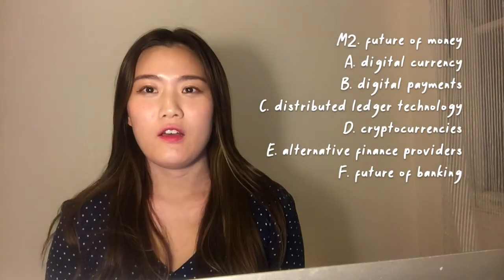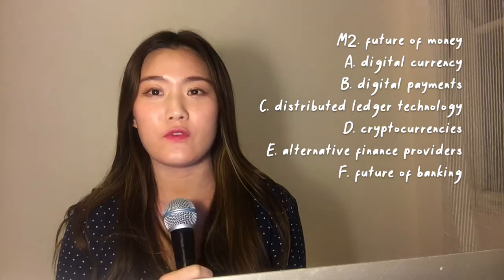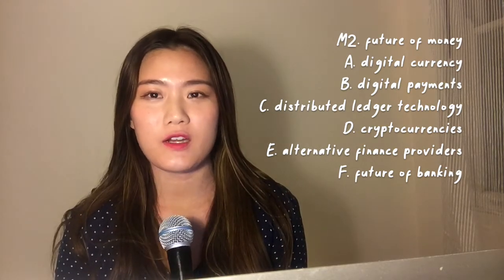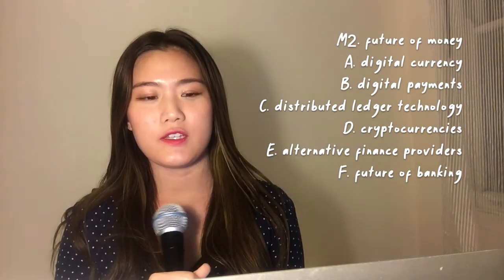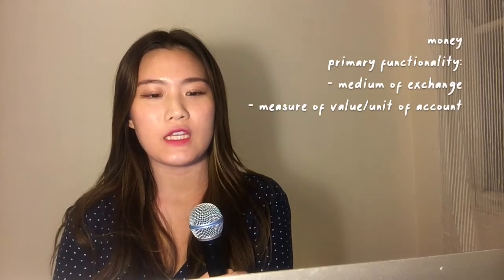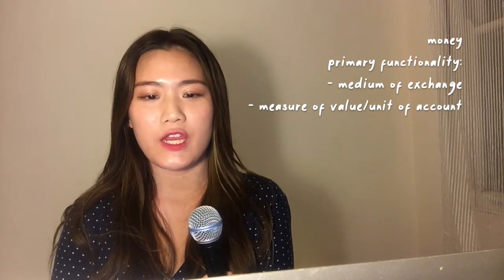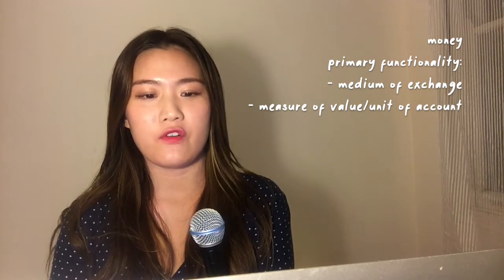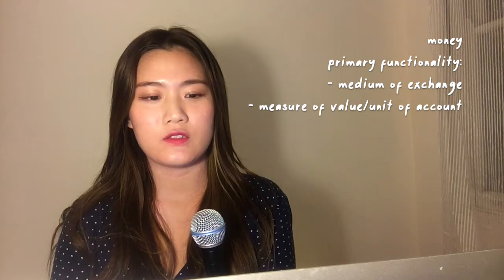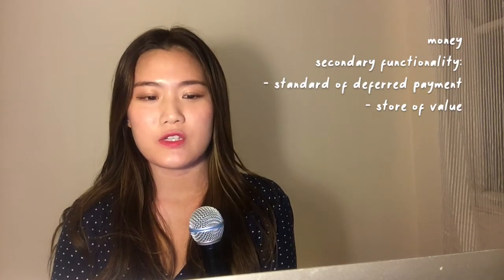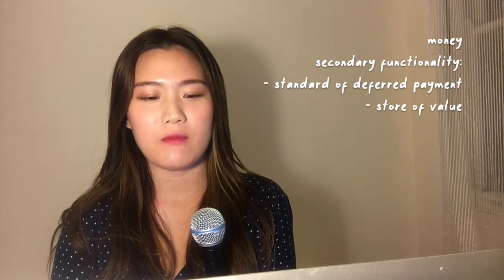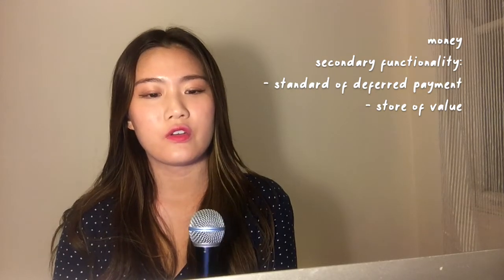Okay. So second module, the future of money. Part A starts from digital currency. Money can be defined as something that is accepted for payments and repayments. The primary functionality is a medium of exchange and a measure of value or unit of account. And the secondary functionality is standard of deferred payment and store of value.